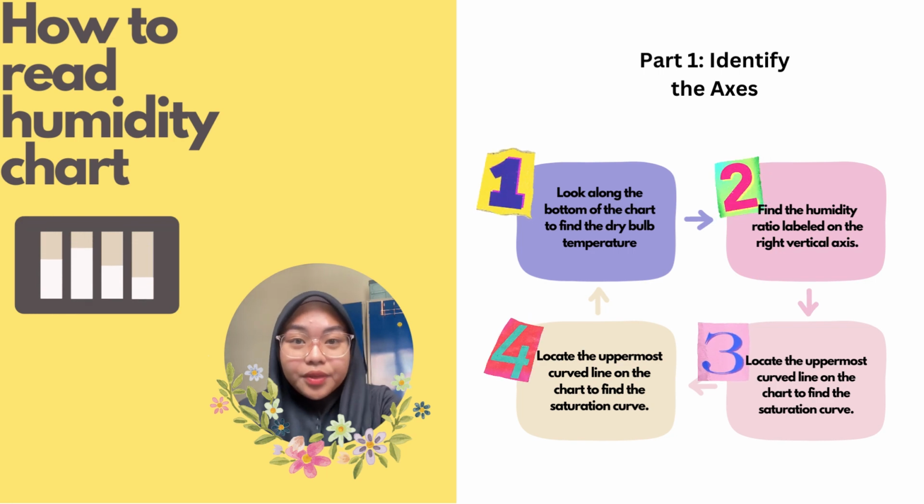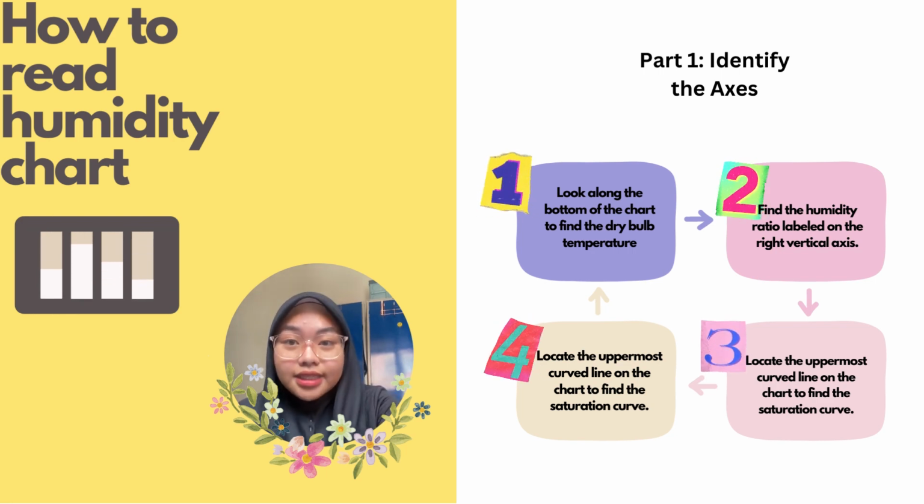Assalamualaikum and hi. My name is NURFARHANA binti HELMI and I'm going to present about how to read the humidity chart. There are three parts of how to read this chart. The first part is identify the axis. First step is look along the bottom of the chart to find the dry bulb temperature. The x-axis denotes the various temperature readings in Fahrenheit or Celsius, while the y-axis is the specific humidity.